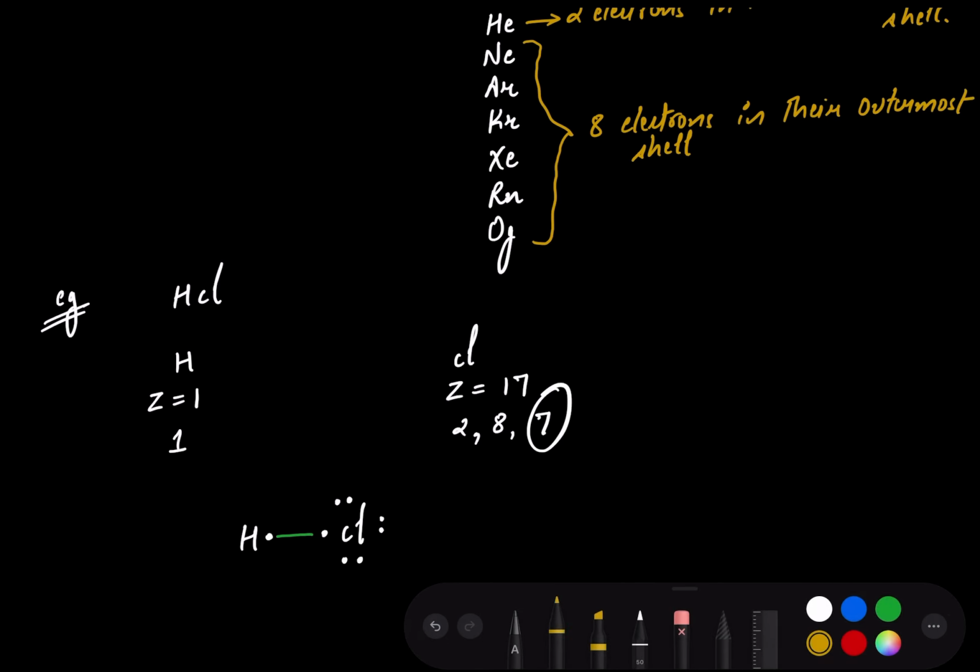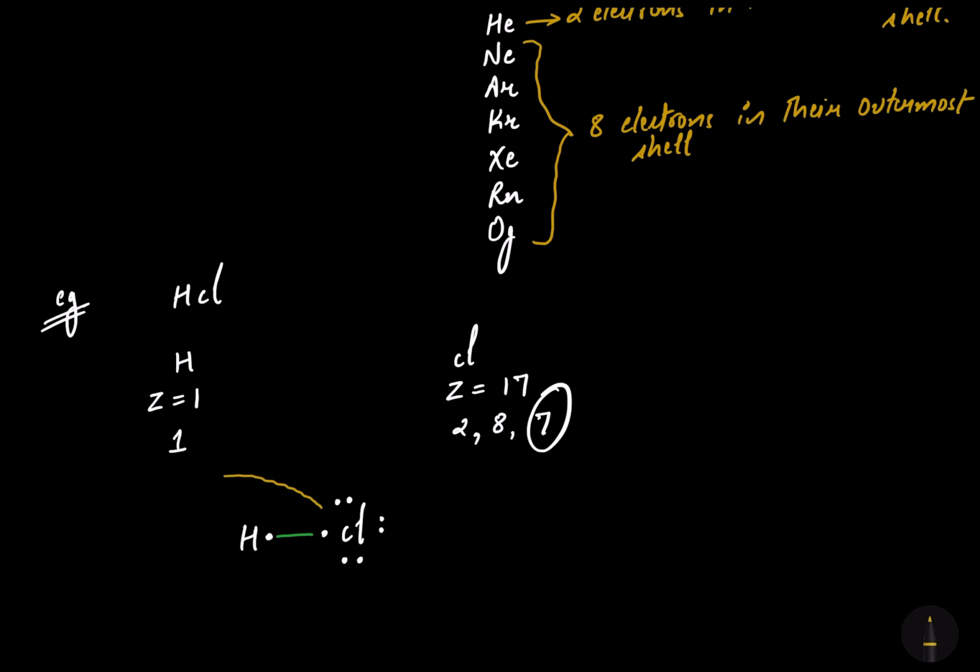Firstly, talk about the hydrogen. Now this electron of chlorine has been shared with hydrogen. Now how many electrons does hydrogen have after sharing? That's number 1 and the 2. So the duplet of hydrogen is completed.